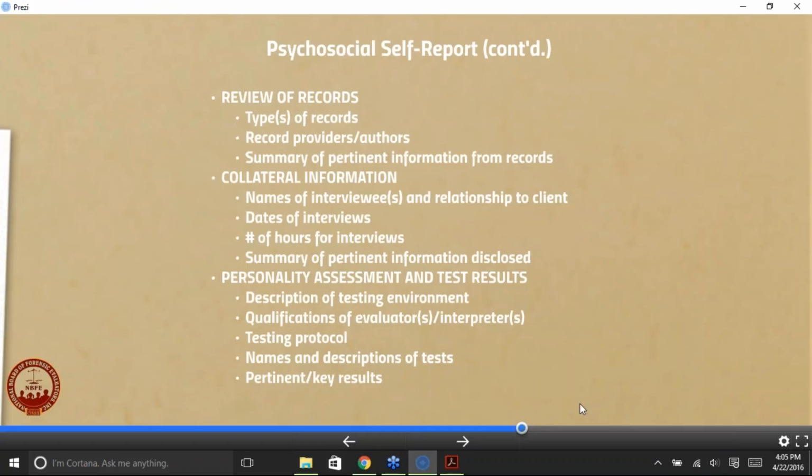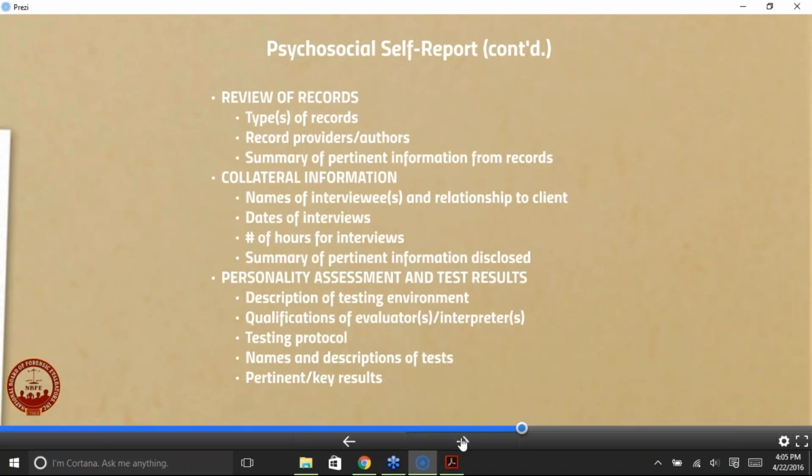So you provide a description of the testing environment. Where did you administer these tests? Because you want to be able to show that you're adhering to the manuals of these tests by administering them in the appropriate environment. What are the qualifications of any evaluators or interpreters that were involved with the testing protocol, the names and descriptions of tests, and your key results.